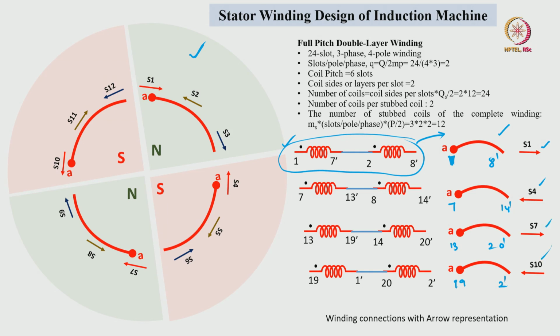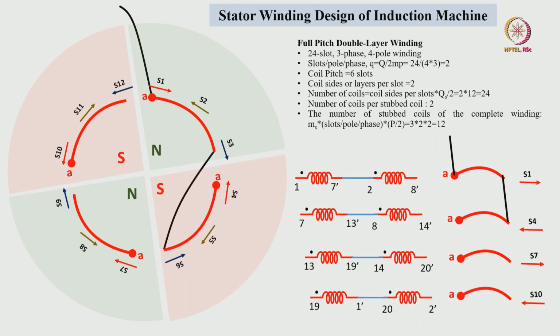We have to walk along the arrow direction. Let us say this arrow is in this direction, next arrow is in this direction. We have to follow this head to the tail of the next arrow. Not only S1 to S4, S1 to S7 or S1 to S10 also we can connect. We can see the first connection, S1 arrow head is this one in this fashion and S4 arrow head is in this direction. So this connection we are making now.